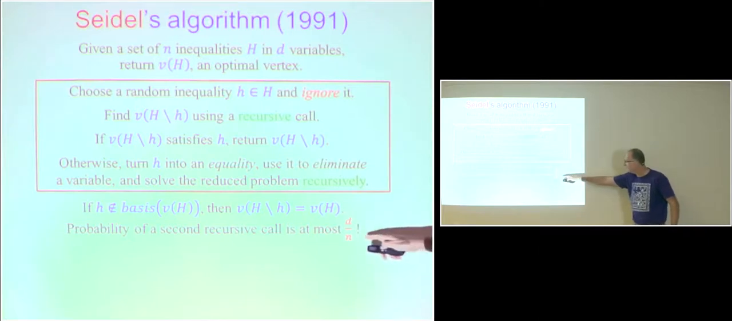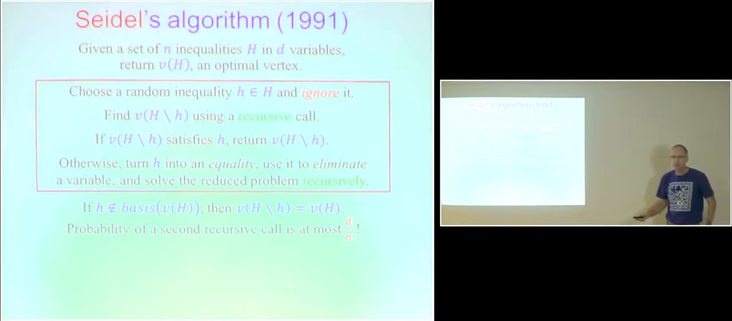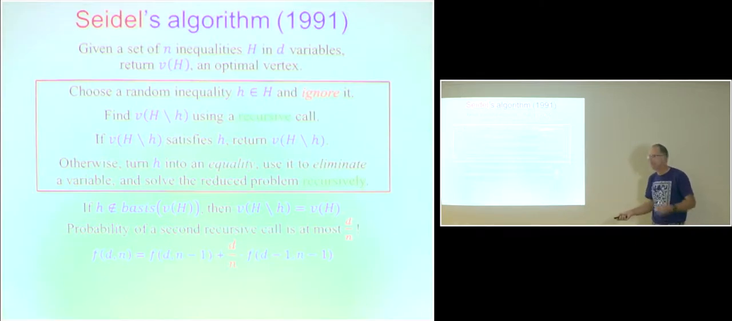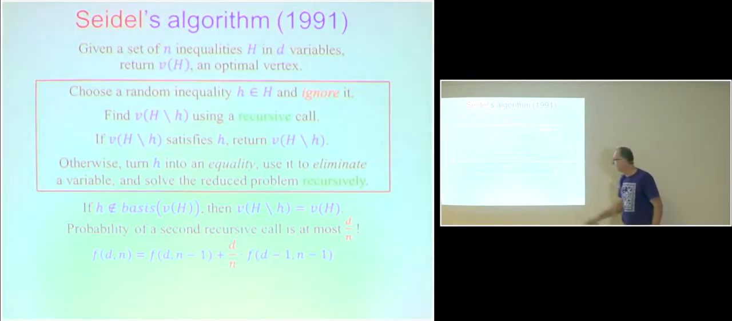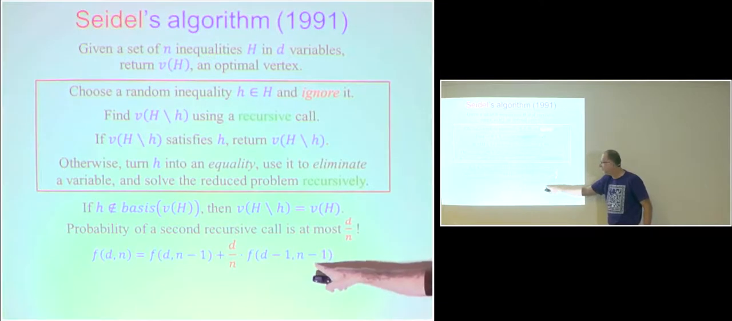Which is great. We always think of N as being larger than D, otherwise the problem is not well defined, and usually N is much larger than D. Then the probability that we do a recursive call is fairly small. This naturally leads to the following recurrence relation. f(D, N) is the expected running time of the algorithm. To solve a problem in dimension D with N inequalities, we first remove an inequality, so the first recursive call is bounded by this expression, and then only with probability D over N we have to do a second recursive call. But in this second call, the dimension decreased by 1, and the number of constraints decreased by 1.